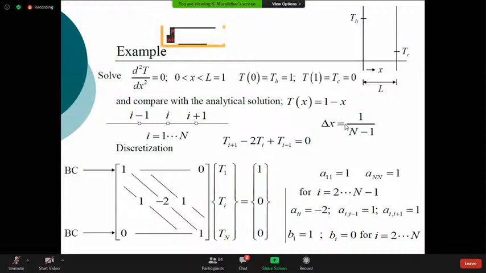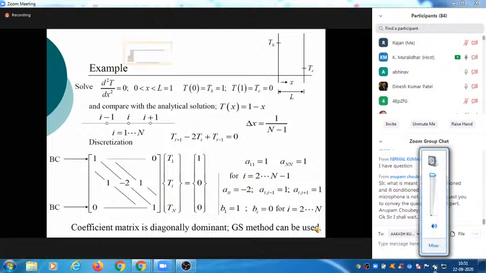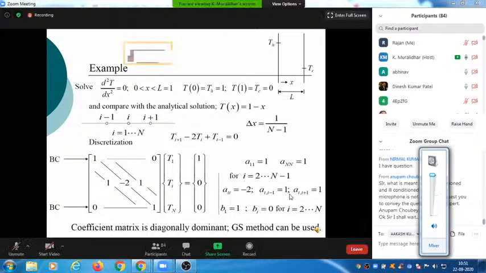And if you write it in matrix notation, you see that the coefficient matrix does not have any dependence on the solution. So they're all constants. So it's a linear system of algebraic equations, which will happen if your governing equation d squared T by dx squared were to be linear. If the differential equation is linear, the discrete form will also be linear.